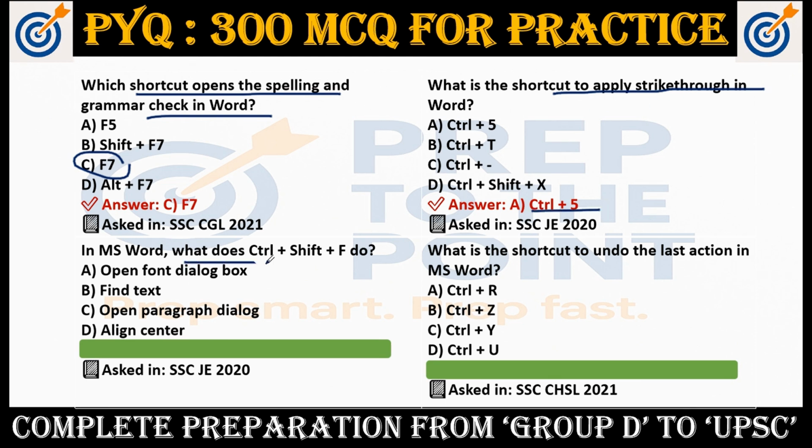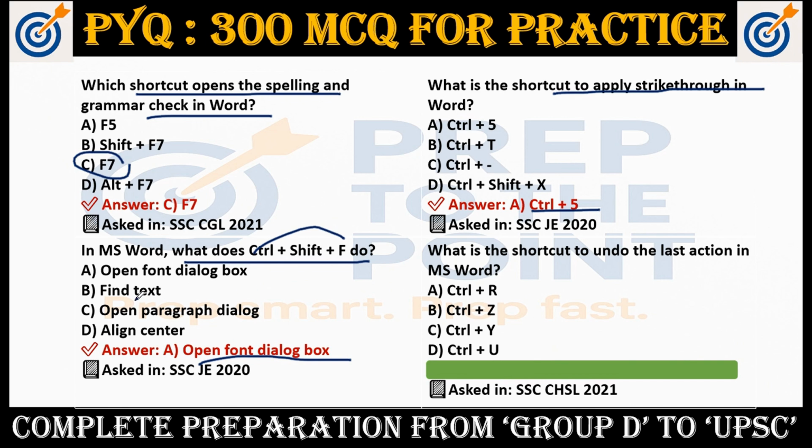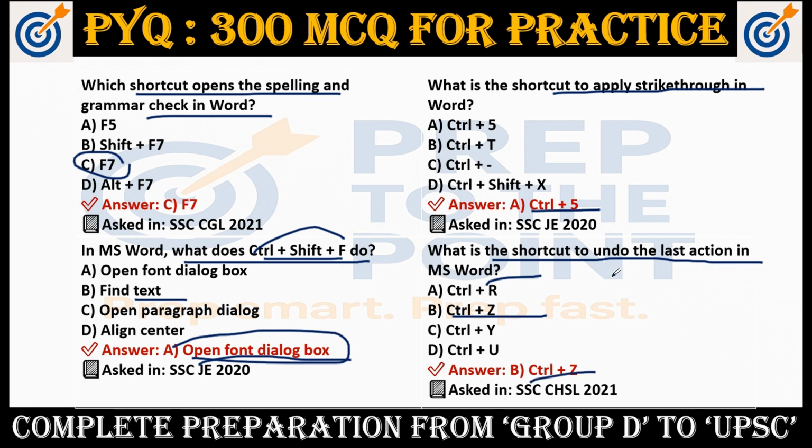What does Control Shift F do? Control Shift F, open font dialog box. Control F, find. Control Shift F, open font dialog box. What is the shortcut to undo the last action in MS Word? It's Control Z. Control Z, undo. Control Y, redo. Control U, underline. Control R, right alignment.